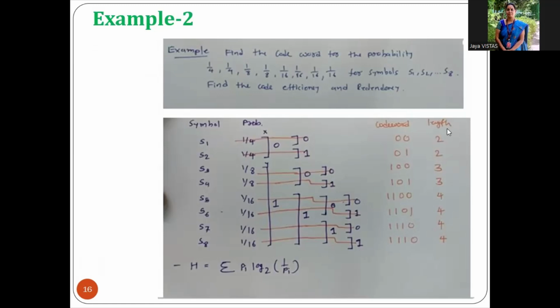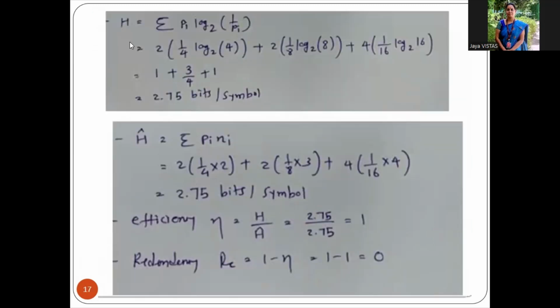Then calculate the number of bits in the code word, then calculate the entropy and redundancy. The entropy H is equal to summation of Pi log 1 by Pi to the base 2. The first probability is 1 by 4, and two symbols have the same probability 1 by 4, so 2 into 1 by 4 into log 4 to the base 2, because the denominator of 1 by 4 comes to the numerator. Finally calculating the equation, we got 2.75 bits.